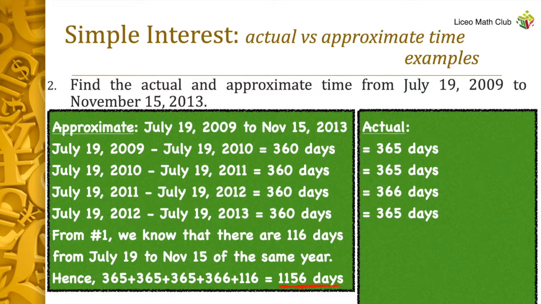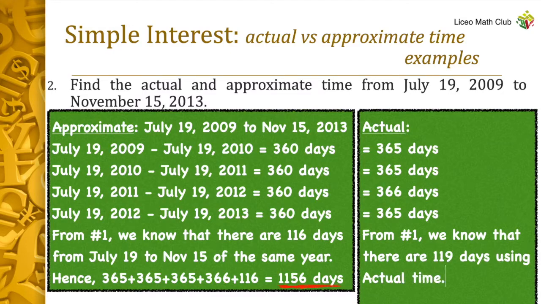Okay, so we have reached the same date with the November 2013. We're now on July 19, 2013. Since we're on the same year, we're going to use the answer from number 1. From number 1, on the actual time, we know that there are 119 days. So what are we going to do?